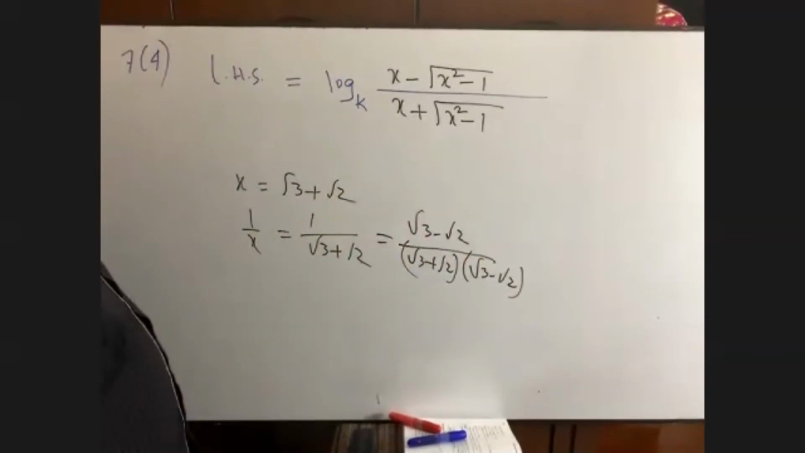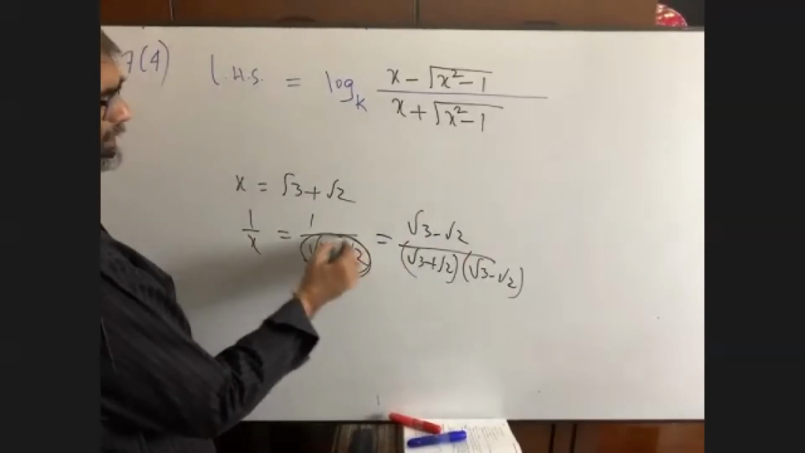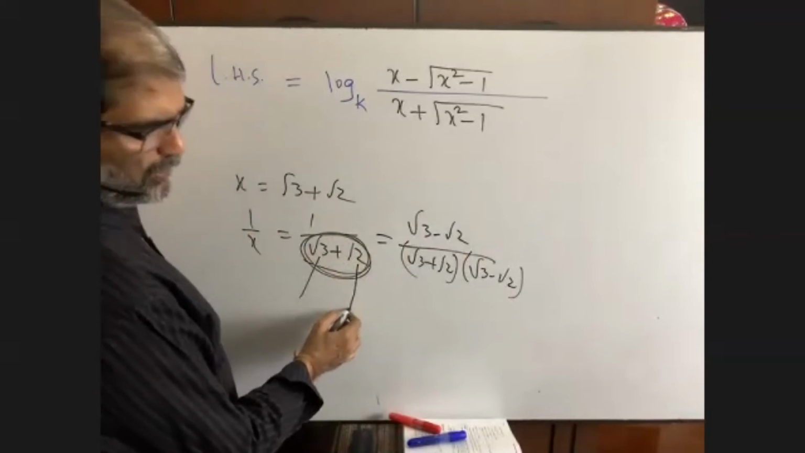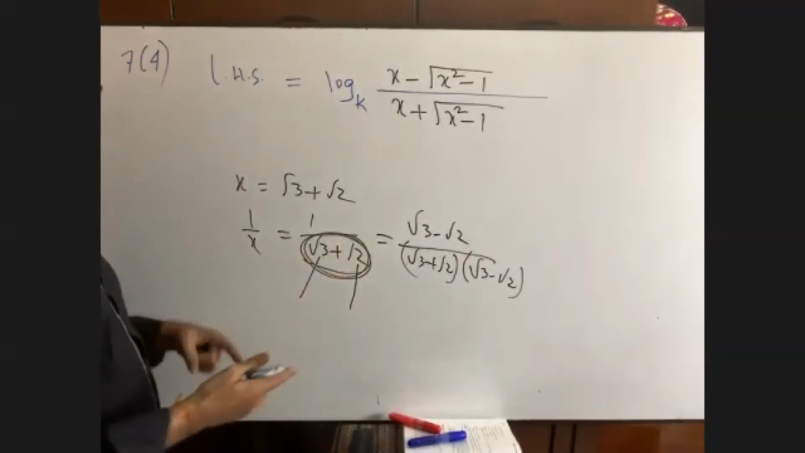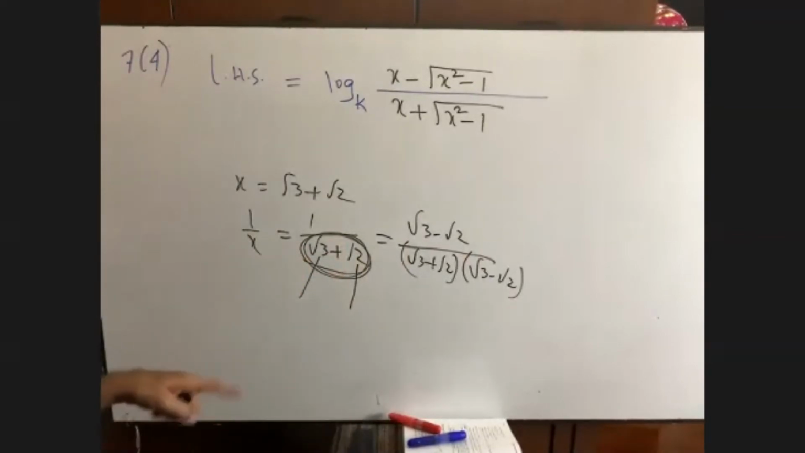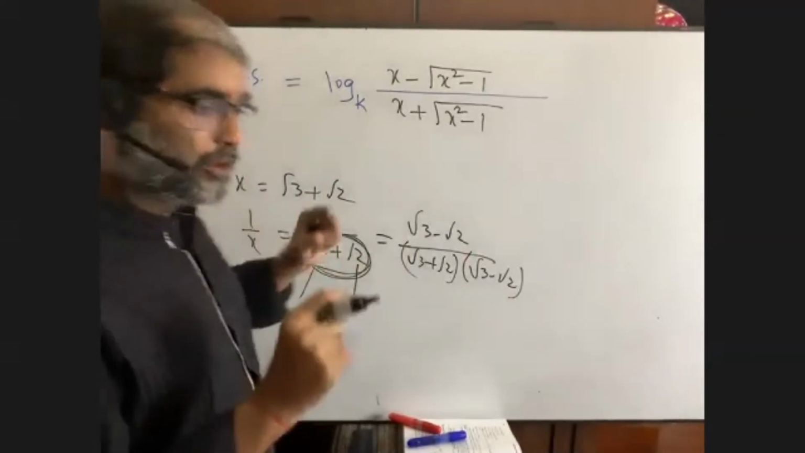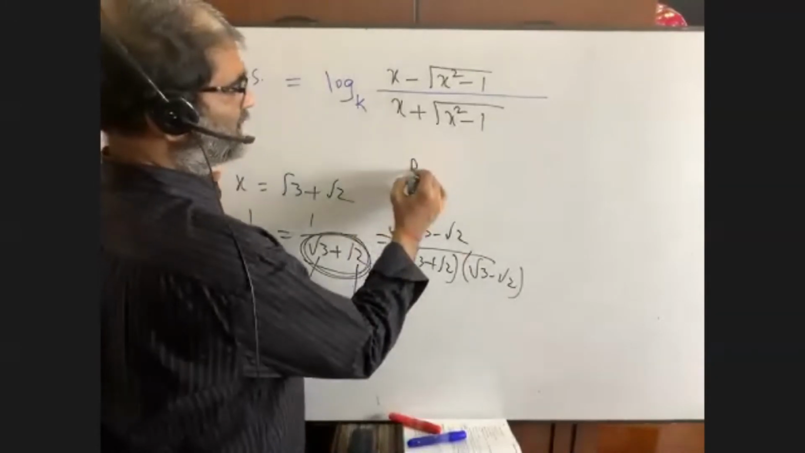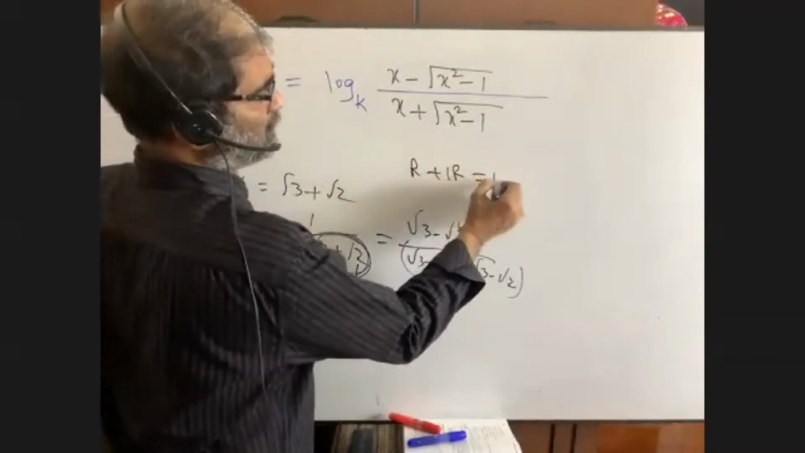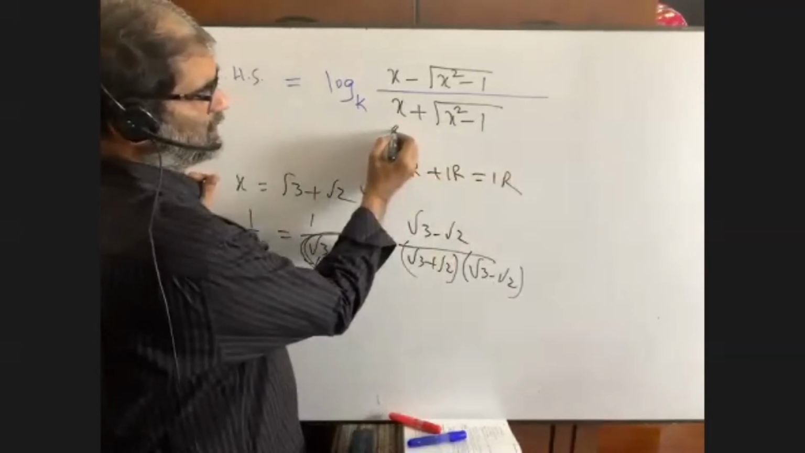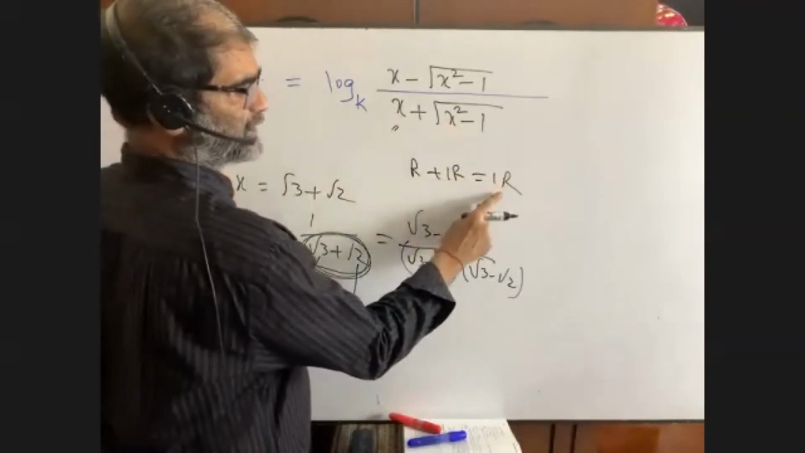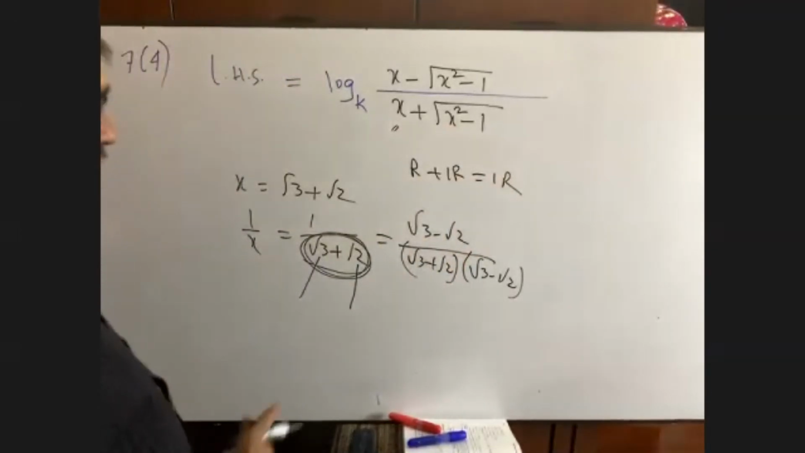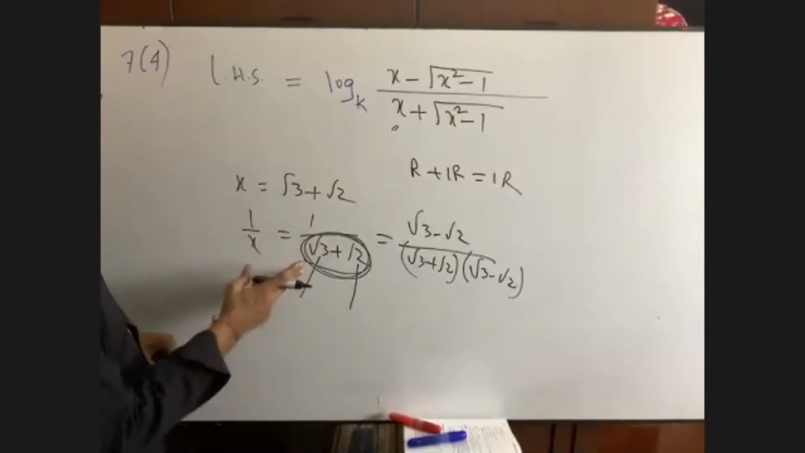Why you did this? Because it is an irrational number, right? Root 3 is an irrational number, root 2 is an irrational number. The sum of two irrational numbers is always irrational. Again, a rational number plus an irrational number is also irrational. So its answer will always be irrational, right? That means you have to rationalize the denominator.